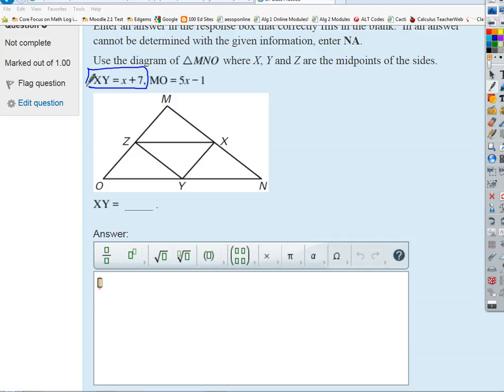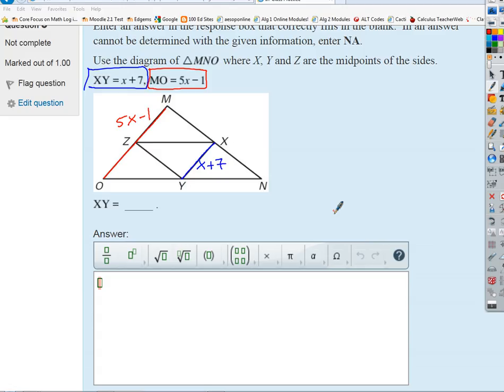So XY, which is this guy right here, is equal to x plus 7. MO, which we'll do color red, is equal to 5x minus 1. Okay, we're trying to solve for the length of XY, right? Now, what's our strategy going to be? How are we going to solve for the length of XY? Alexi, what do you think? How could we do that? Just generally speaking, I don't want the specifics yet, but what's our approach, our strategy?